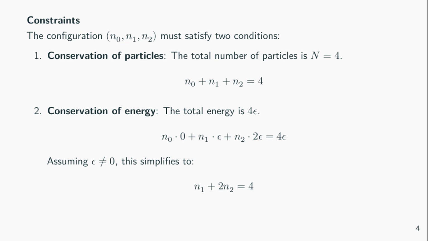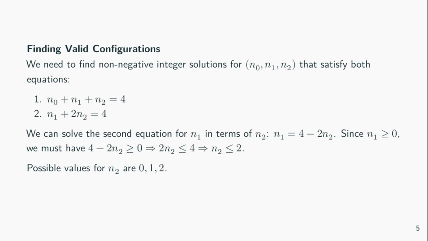Assuming epsilon is not 0, we can divide through by epsilon, and this simplifies nicely to n1 plus 2 n2 must equal 4. So what we need to do now is find all possible combinations of non-negative integers for n0, n1 and n2 that satisfy both of these equations simultaneously. Equation 1: n0 plus n1 plus n2 equals 4. And equation 2: n1 plus 2 n2 equals 4.